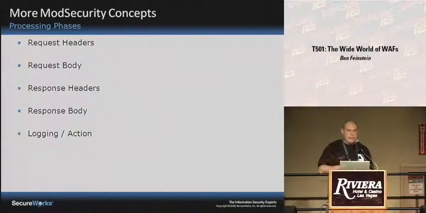So this could be a place where you would do data leakage protection, for instance. You could look for SQL Server error pages being returned from a request. Filter that out and give them a plain vanilla 500 or whatever. So this is the place you do some data leakage protection. And then finally, after processing the request and the entire response, you basically do logging or take action. So that's kind of the 5 phases of how ModSecurity processes these requests and responses.